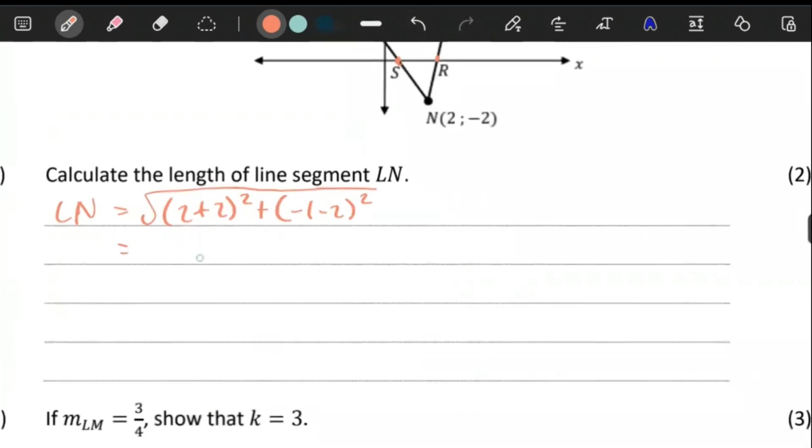So all this, you can see 4 squared is 16, negative 3 squared is 9, this is 25, this is 5. You see, that's the length of LN. Nothing crazy there. Let's keep things moving.